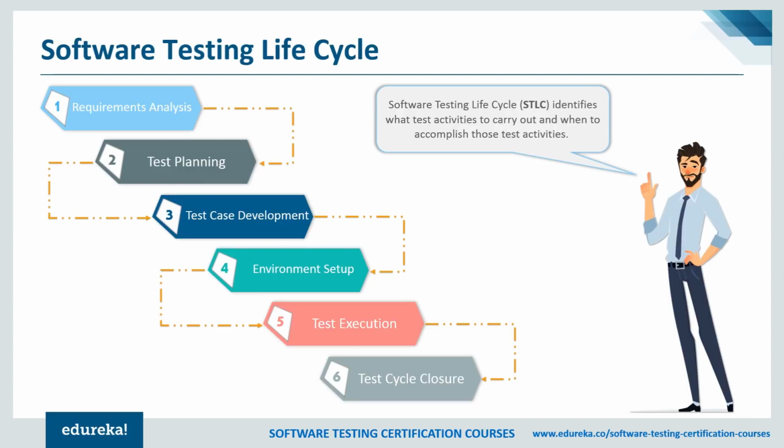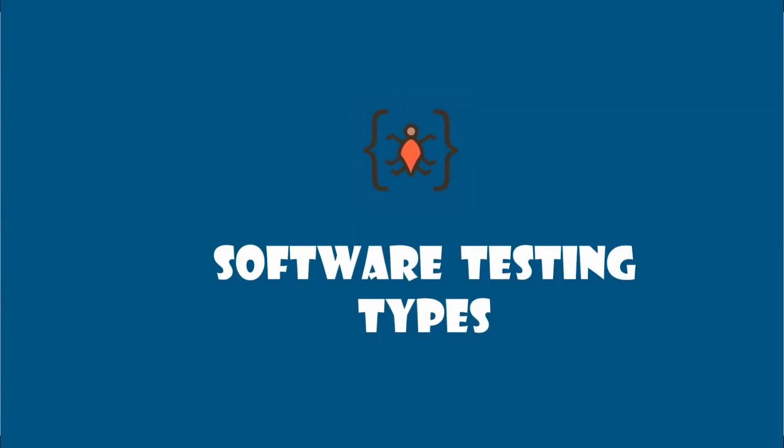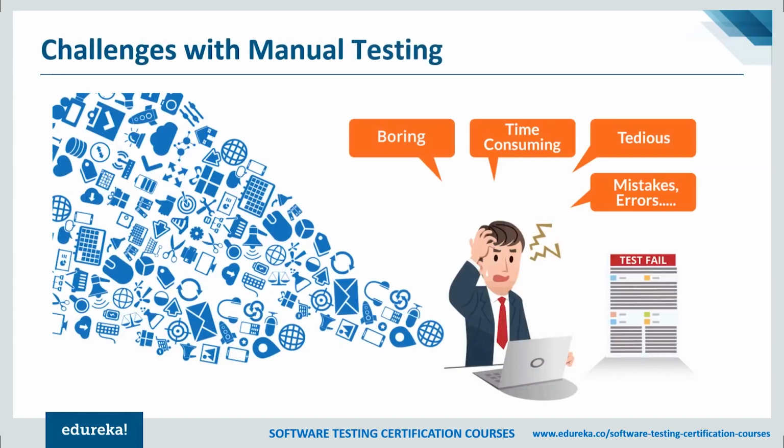Selenium was founded as an automation testing tool to overcome the limitations and drawbacks of manual testing. So till now, whatever you learned was manual testing. That is, the testing of a software is done manually without the use of automated tools or applications that are available in the market. Automation testing is an automated technique where the tester writes scripts on their own and uses a suitable tool to test the software. It is basically an automation process of a manual process.